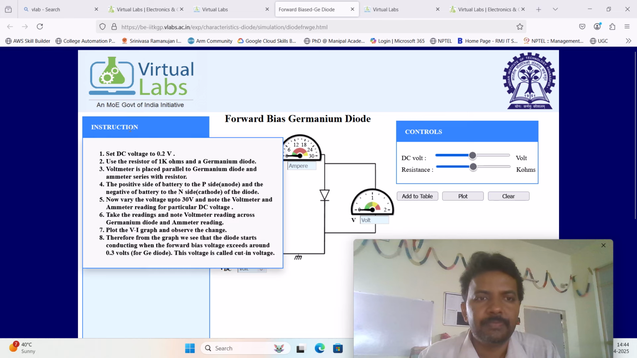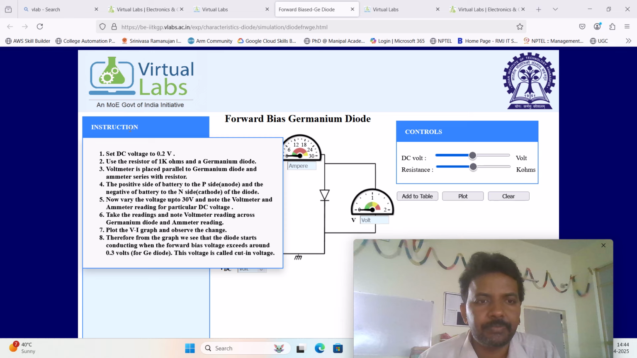Then the remaining points. The positive side of the battery is connected to the anode, and the negative side of the battery to the cathode of the diode. We can make the current flow. So already the connection is established. We just need to set the DC voltage of 0.2 volts and the resistance of 1 kilo ohm. Then we will vary the voltage up to 30 volts and note down the voltmeter and ammeter readings for a particular DC voltage. Then take the readings, note the voltmeter readings across the germanium diode and ammeter readings, and then plot the VI graph and observe the change.